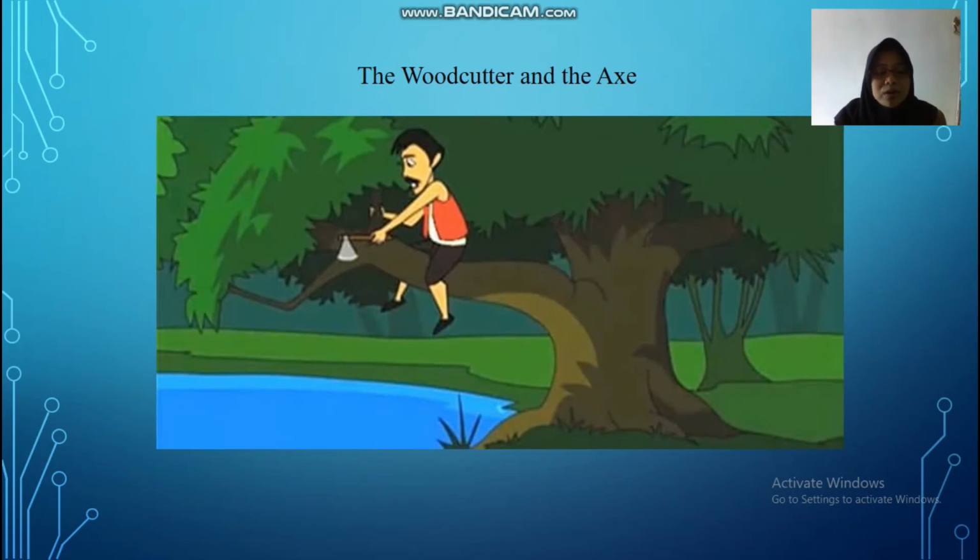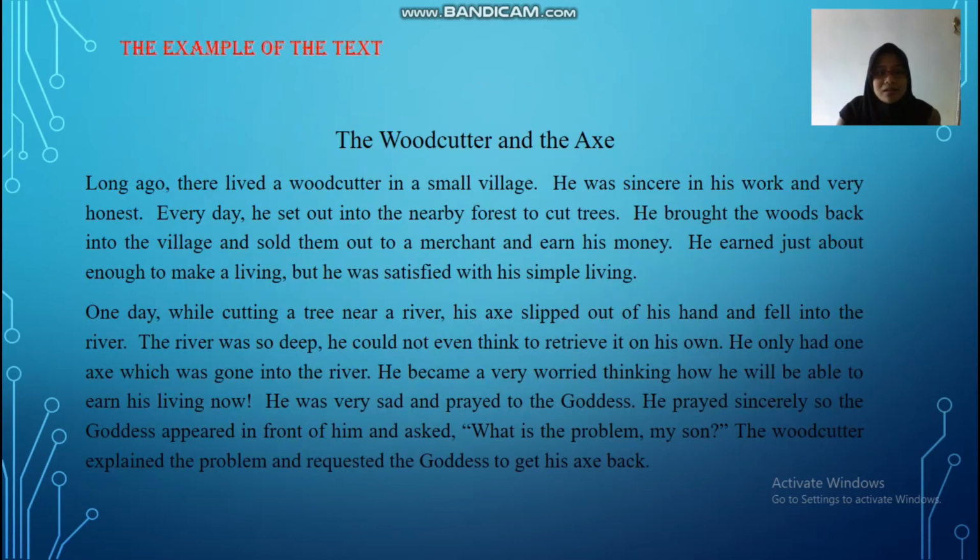So I will take as an example one text of the narrative genre, which is included in fables. The title is The Woodcutter and the Eggs. This is the text of The Woodcutter and the Eggs.